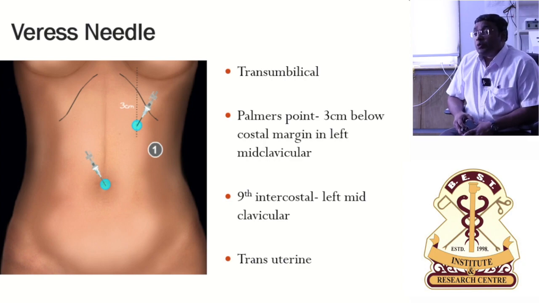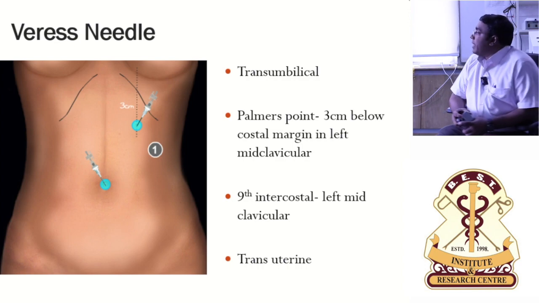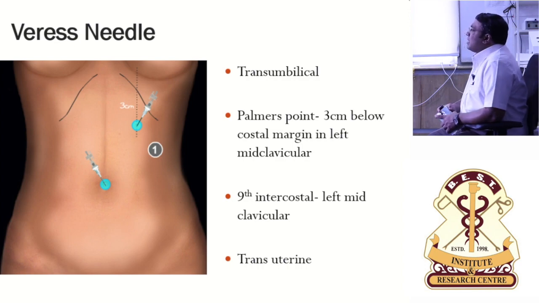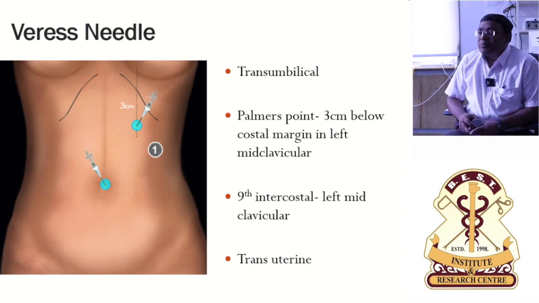Massive hepatomegaly, you can also feel if it is there. Then splenomegaly and the stomach. Okay, these three things you should keep in mind. Next, there are other unconventional points like the ninth intercostal space, then transuterine. They are not commonly done.